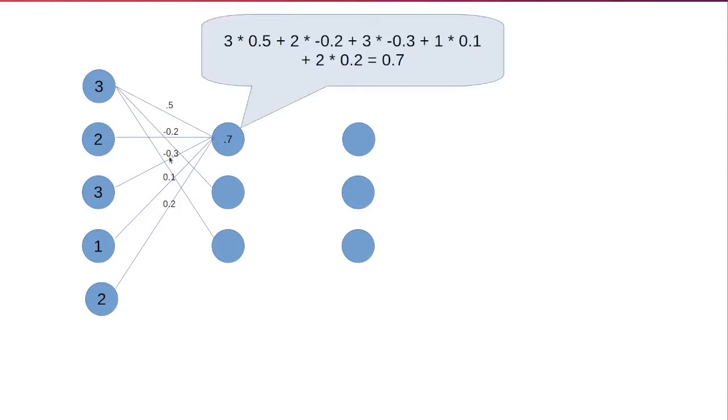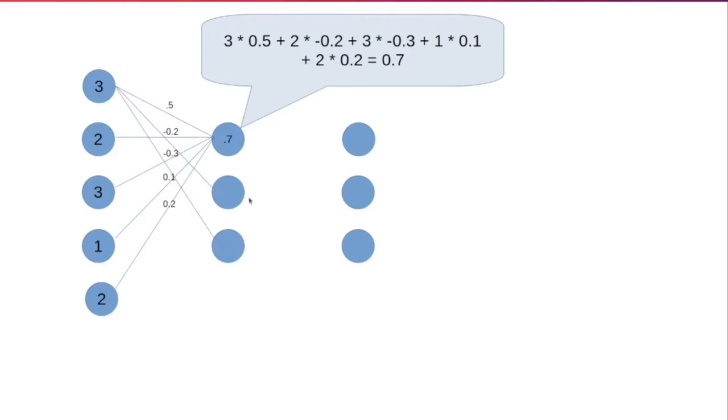And what we do next is we are doing a weighted sum of the input data. The weights are each multiplied by the corresponding input data, and then they're added together. So 0.5 multiplied by 3, 0.2 multiplied by 2, and negative 0.3 multiplied by 3, 0.1 multiplied by 1, 0.2 multiplied by 2.